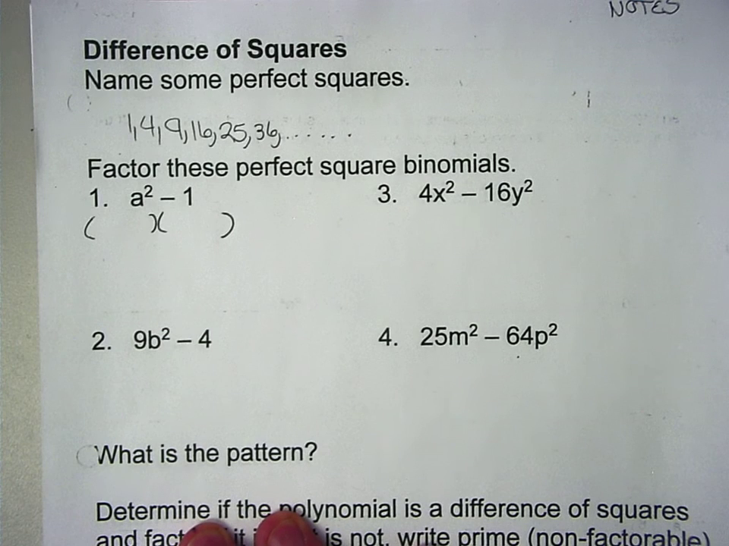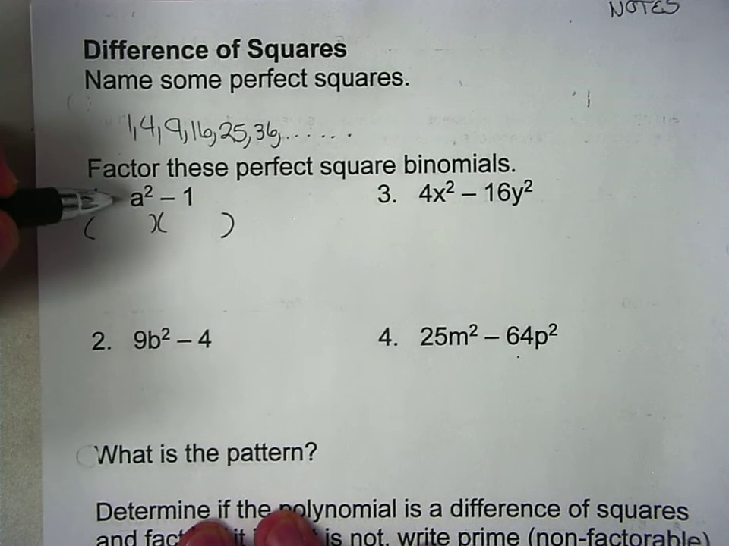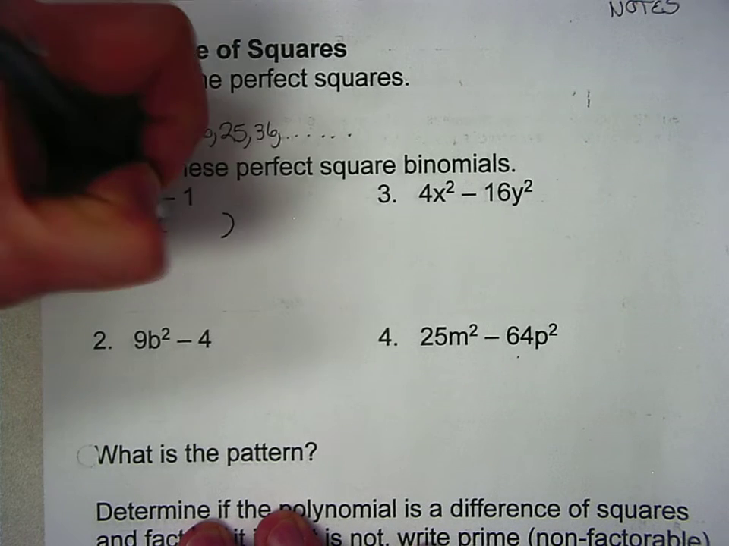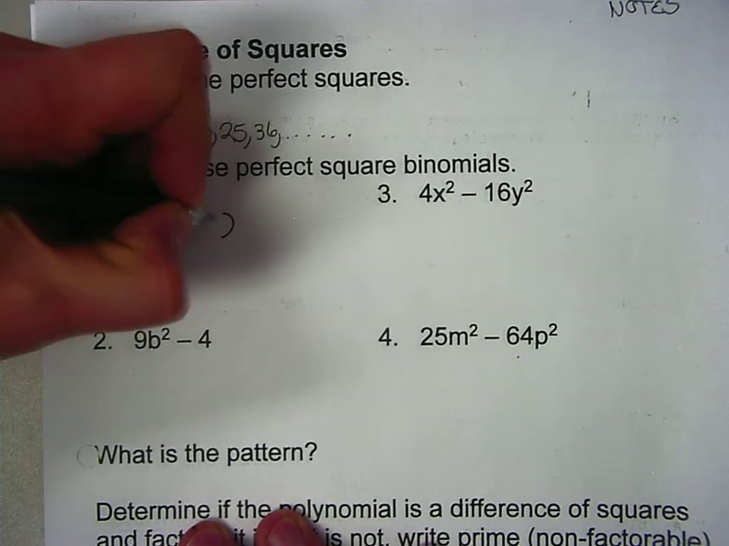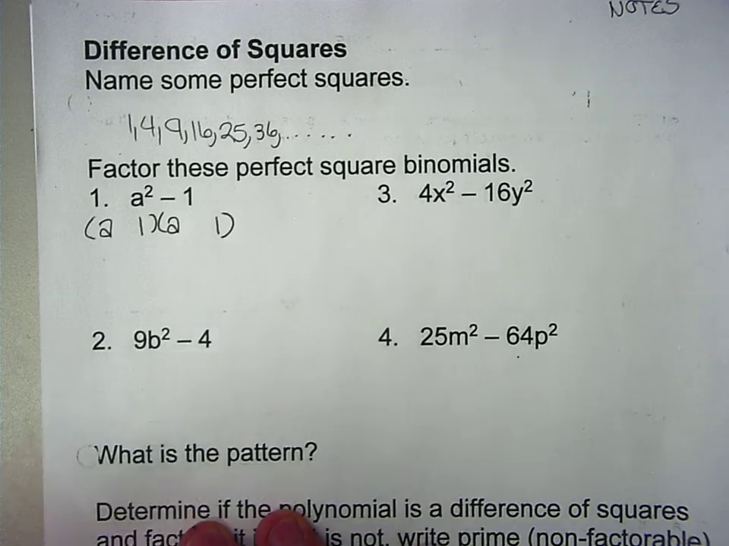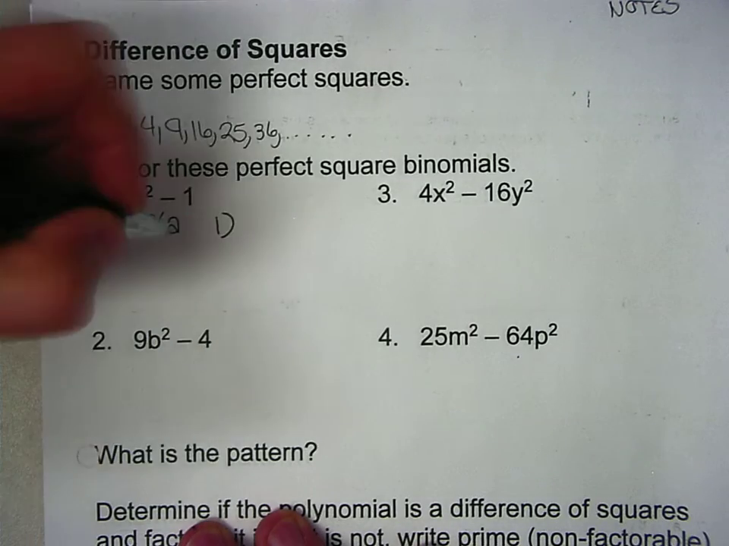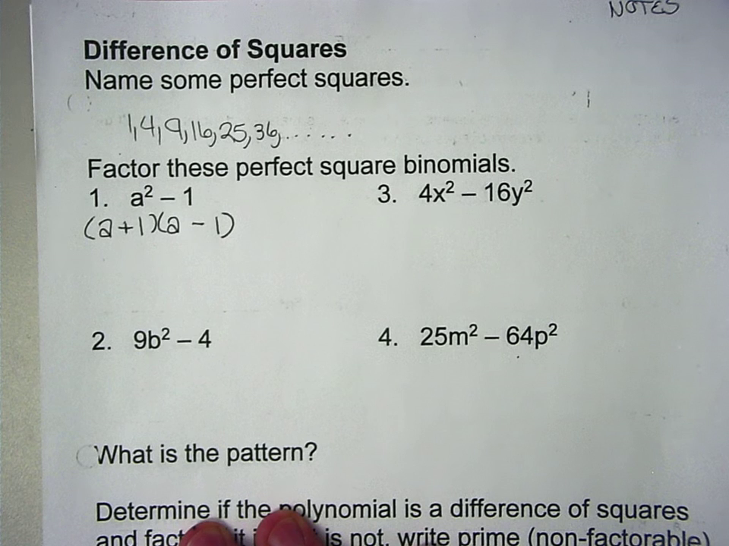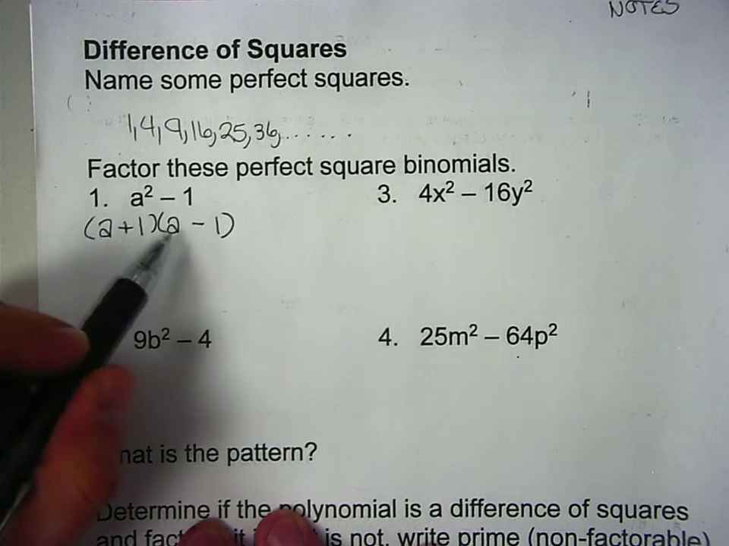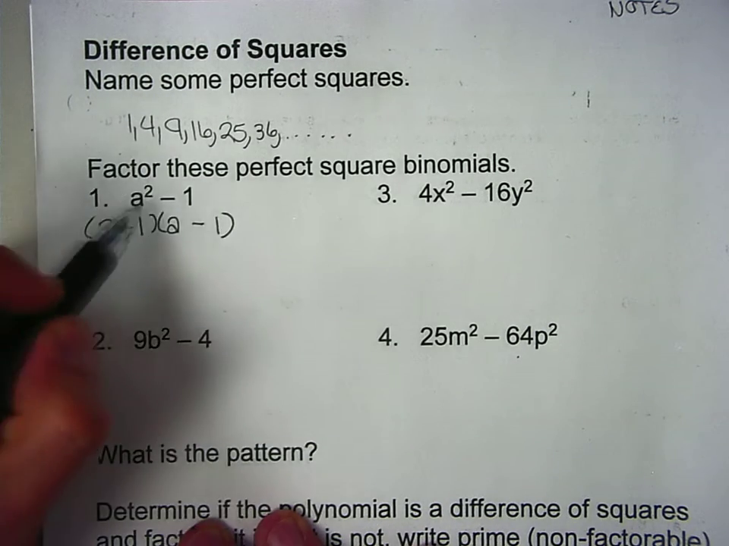If you just work from left to right, the process is pretty easy. What variable times itself will give us this a squared? Well, that would be an a times another a. So there's our first part of our solution. Now we need what number times itself will give us this term at the end. Well, 1 times 1 gives us a 1. However, in order to get this subtraction symbol, we would need a positive version of that number and a negative version of that number. Now we have the two factors that give us a squared minus 1.